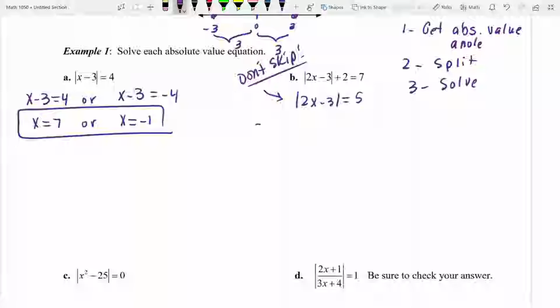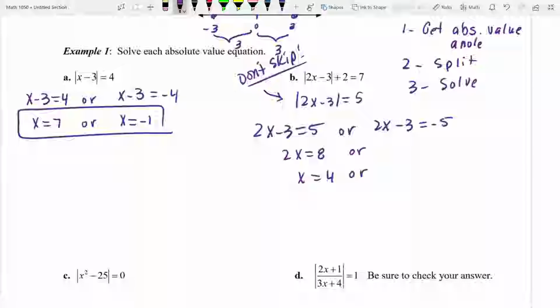Now split it. So it's just 2x minus 3 equals 5, or 2x minus 3 equals -5. Move your 3 over, you get 2x equals 8, divide by 2, and you get x equals 4. And I want you to write those ors down, okay? The 3 comes over, 2x equals -2, divide by 2, x equals -1, and you're done.